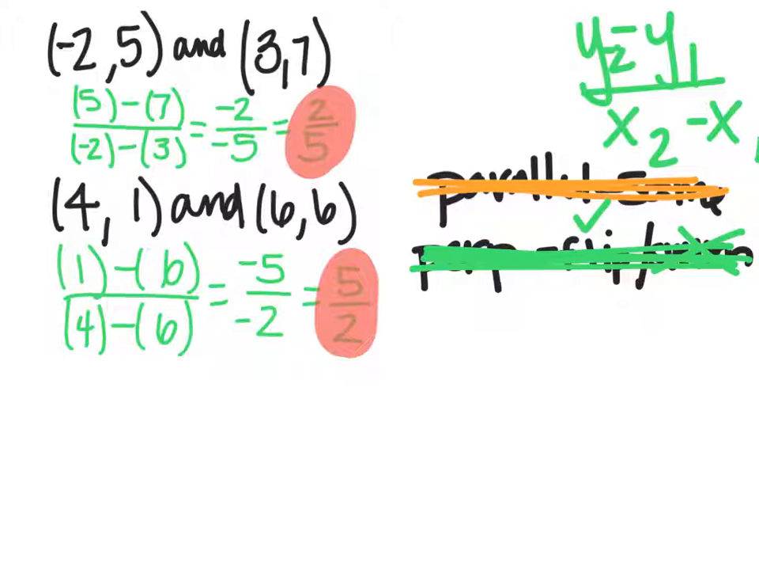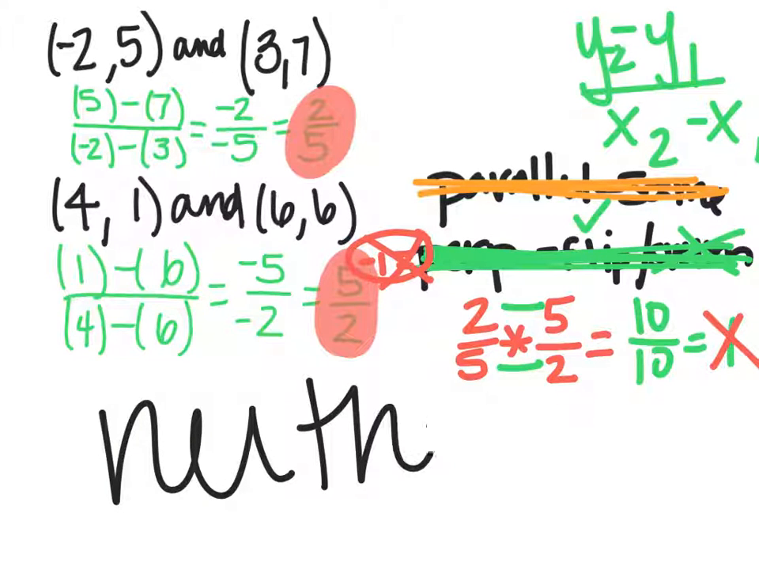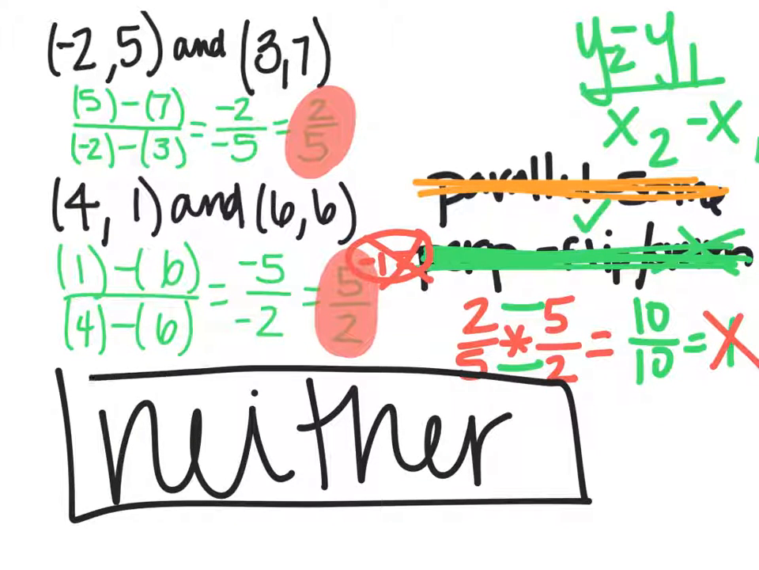We can also verify that mathematically because we can multiply. We can take 2 over 5 and multiply it by 5 over 2. When I multiply fractions, I multiply tops. 2 times 5 is 10. 5 times 2 is 10. 10 divided by 10 is 1. If they were perpendicular, they would equal -1. And they don't, so they're not perpendicular. They equal +1. Since they're not parallel and they're not perpendicular, that tells us these two lines are neither parallel nor perpendicular.